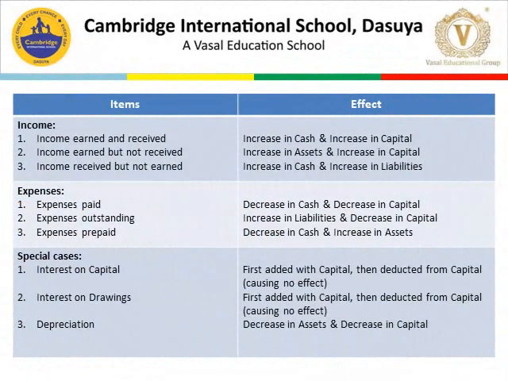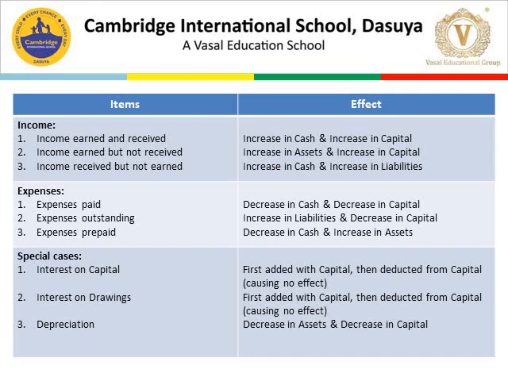Here we are going to recap the treatment of income, expenses, and certain special cases in this chapter. Now first we will cover income. Income, number one, income earned and received. What will be the effect of income earned and received in the accounting equation? In the accounting equation, income earned and received will increase the cash and increase the capital as well.